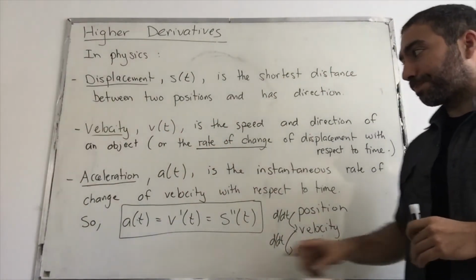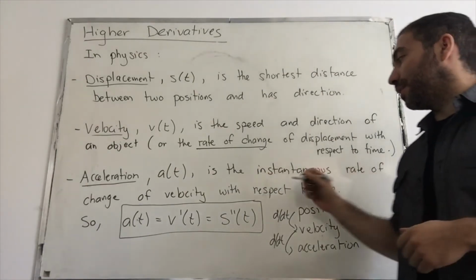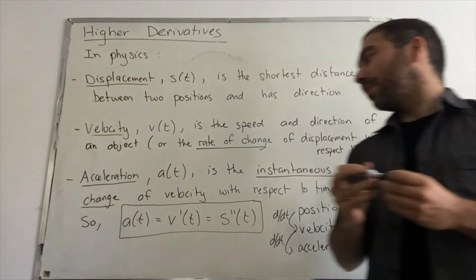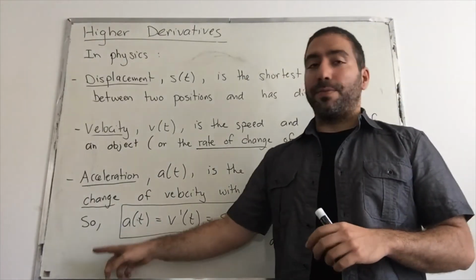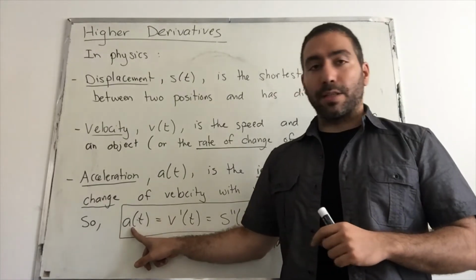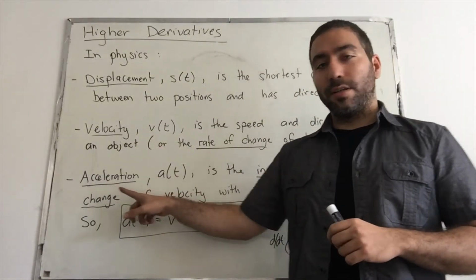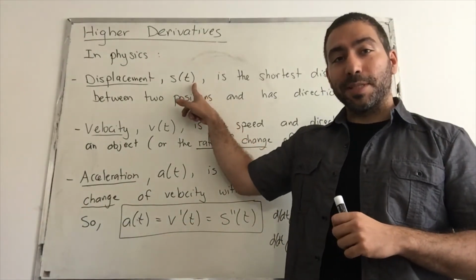That's our velocity. And then lastly, we have acceleration, a of t, which is the instantaneous rate of change of the velocity with respect to time. So what we're saying here is that if you're looking for the acceleration, a of t, that's equal to the derivative of the velocity, which is also equal to the second derivative of your displacement.